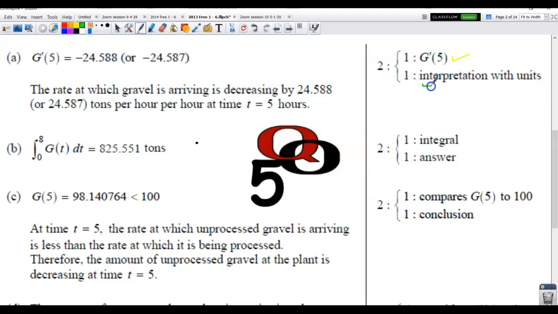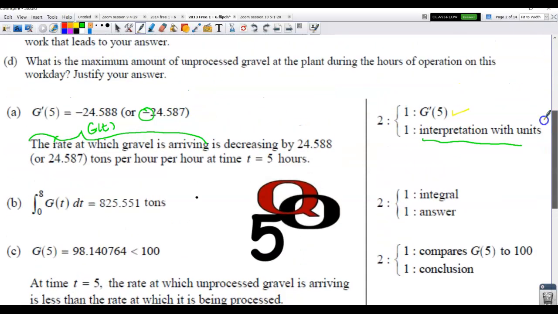The second point is the interpretation with units. Now in my class we would say at 5 hours, and this is the subject of the sentence. Remember, G of t is the rate at which gravel is arriving. So that is the subject of our sentence. That's what's being modified. So at 5 hours, the rate at which gravel is arriving is decreasing. Now notice there's no negative in front of the number. The decreasing counts for the negative, 24.588 or 24.587 tons per hour per hour, or tons per hour squared.